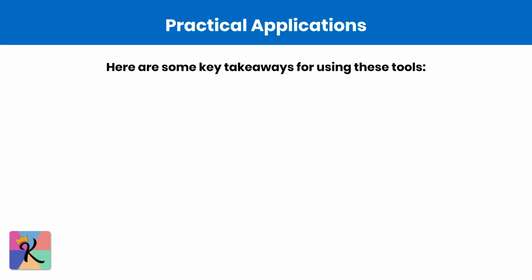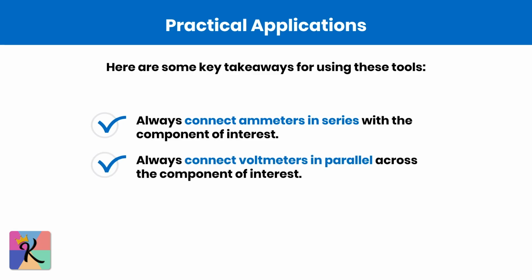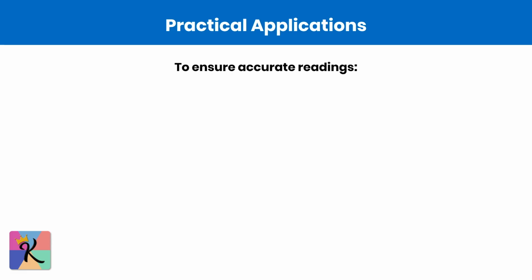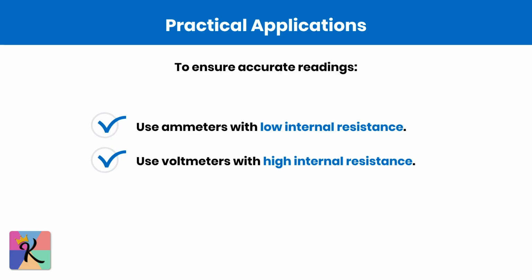Practical applications. Here are some key takeaways for using these tools. Always connect ammeters in series with the component of interest, and always connect voltmeters in parallel across the component of interest. To ensure accurate readings, use ammeters with low internal resistance and voltmeters with high internal resistance.